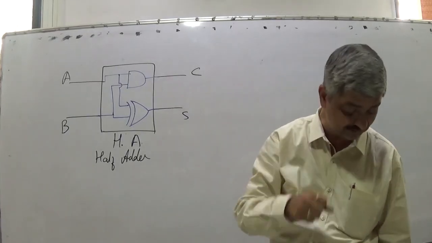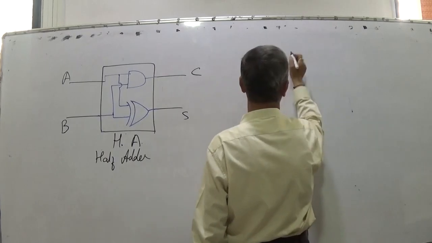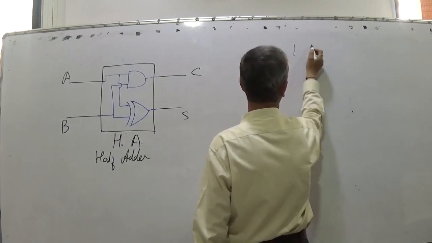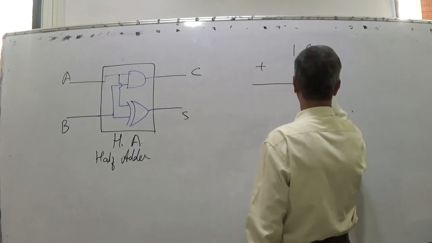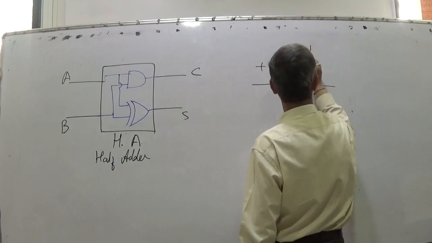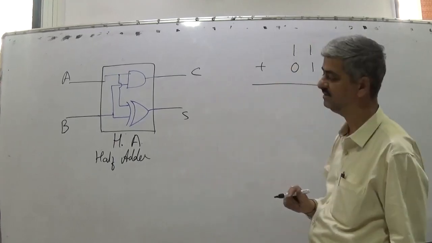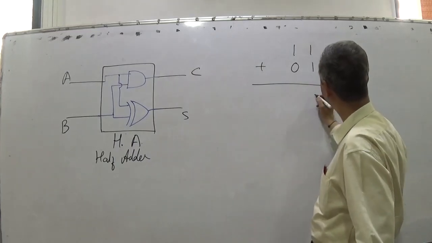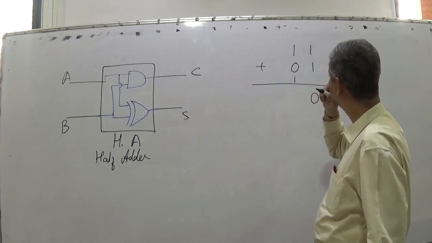Now, suppose we want to add two 2-bit numbers, say 1 0 plus 1 1, or we can say 1 1 and 0 1 we want to add. How do we add this? 1 plus 1, sum 0 and carry 1.